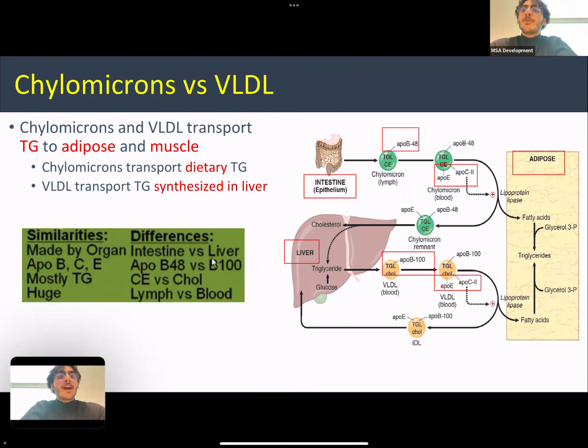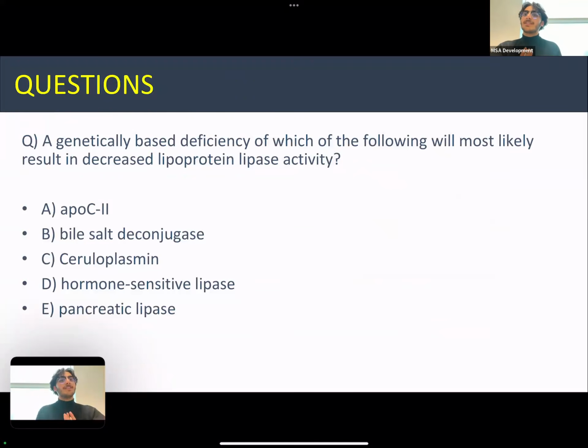So chylomicrons and VLDL transport triglycerides to adipose tissue and muscles. The only difference is chylomicrons store exogenous sources of lipids because of the diet, and VLDLs are storage of endogenously synthesized triglycerides and lipids. Okay, so that basically sums it up for plasma lipoproteins 1.